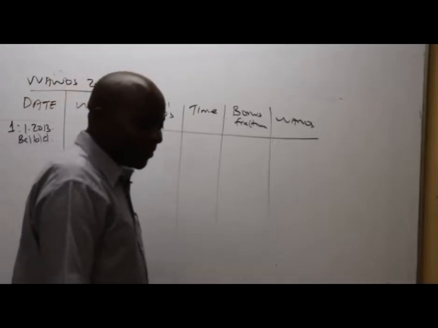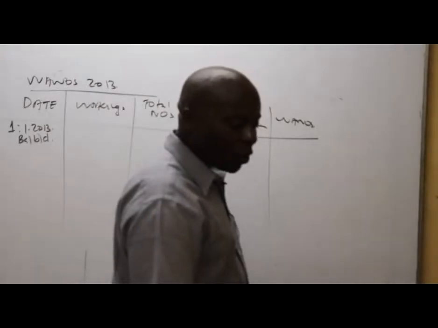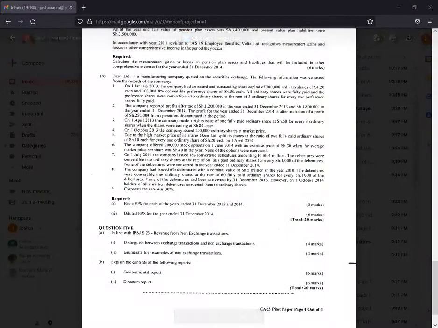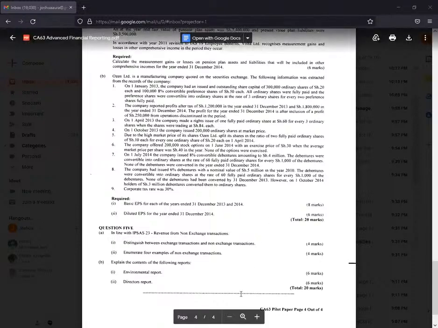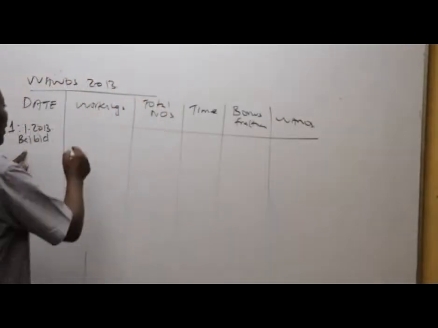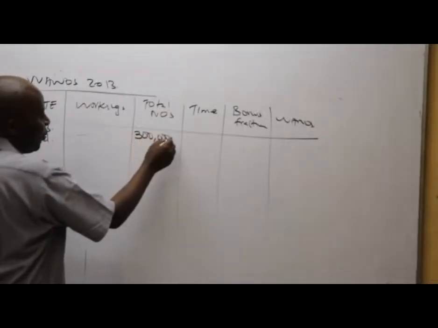300,000? Please don't bring preference shares here. Here we are only bringing a number of ordinary shares. So in this case, on 1st of January, the company had an issued and outstanding share capital of 300,000 ordinary shares. And please remember, we bring the number of ordinary shares. So the balance brought down, in the working, the total number that we began with was 300,000.